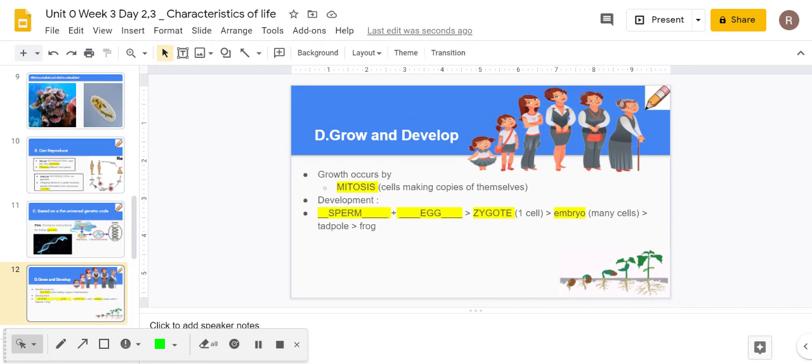Okay, so in this case again, we're going from sperm and egg from a frog, which forms a zygote, which then forms an embryo, which then forms a tadpole, and that tadpole becomes an adult frog. Okay, so growth and development is the next characteristic of life.